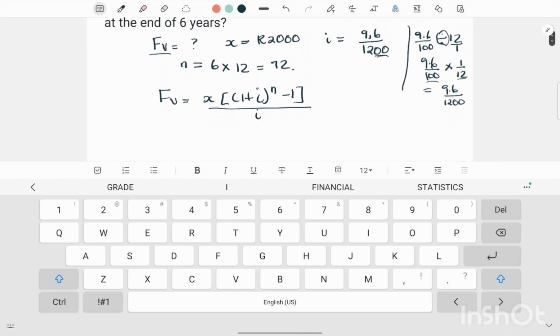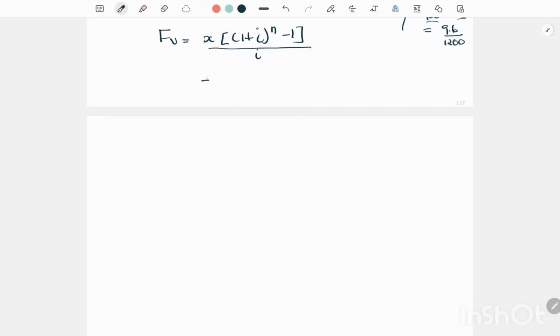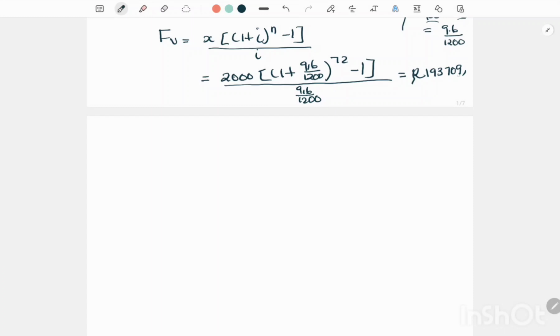All right, and then what do I have? It's 2,000 times (1 plus my i, which is 9.6 over 1,200) exponent of 72, which is my n, minus 1, all over 9.6 over 1,200. Then I punch in my calculator and we'll get the answer of 193,709.08. That is my answer.